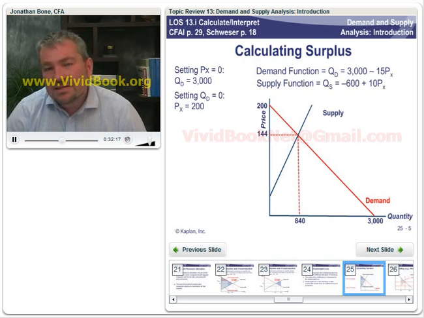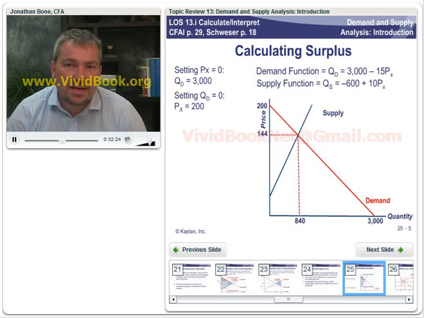Now, set demand equal to 0, and this will establish the maximum price. So if we set demand equal to 0 and then solve for price, we're saying 0 equals 3,000 minus 15Px. In other words, 15Px equals 3,000, so 3,000 divided by 15 equals Px. We get Px equals 200. So this would be the price at which demand would be 0. So we've labelled that up. Notice it's on our y-axis now.